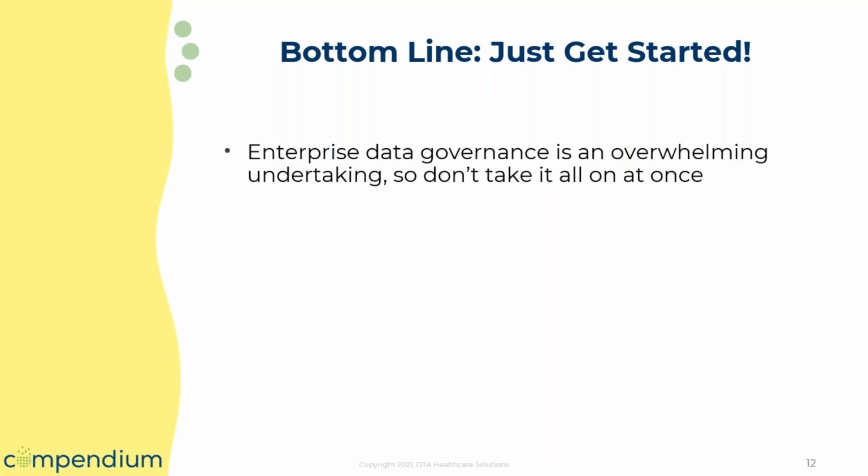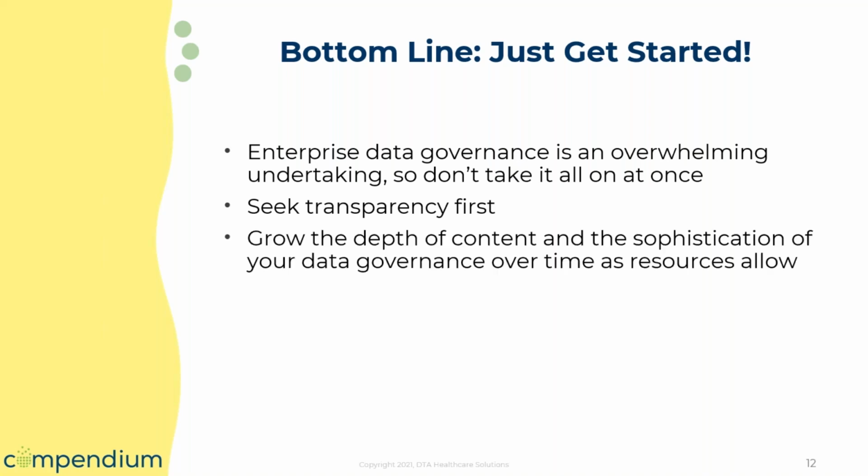Take a use case approach, find a good use case, like maybe a corporate dashboard or something like that, and start to get some governance around that, and then move on as you get some success. Transparency, seek that first, as I mentioned, get the lists out there, get the definitions, getting people used to seeing where things are defined is huge. And then grow it over time. Grow the content, grow your sophistication over time as resources allow. As you get more leadership support, as they see how the organization is growing and they're trusting the data more, they're trusting the metrics, you can then grow the program.